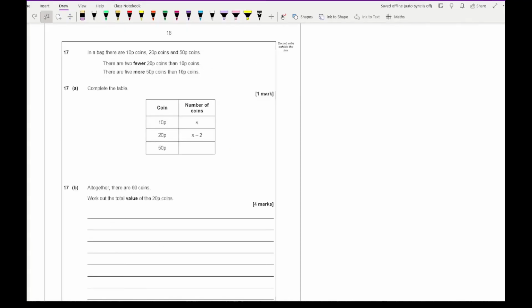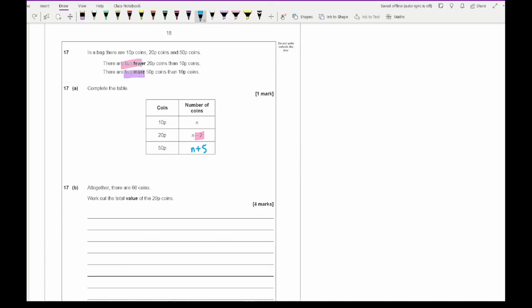So looking at question 17, it says that in a bag there are 10p coins, 20p coins and 50p coins. There are 2 fewer 20p coins than 10p coins, and there are 5 more 50p coins than there are 10p coins. And question 17a says complete the table. So here, if for 10p there are n number, then obviously we've got 2 less, so that's where it says 2 fewer. So 2 fewer has meant minus 2. Then 5 more, which is stated there, is simply going to be n plus 5.